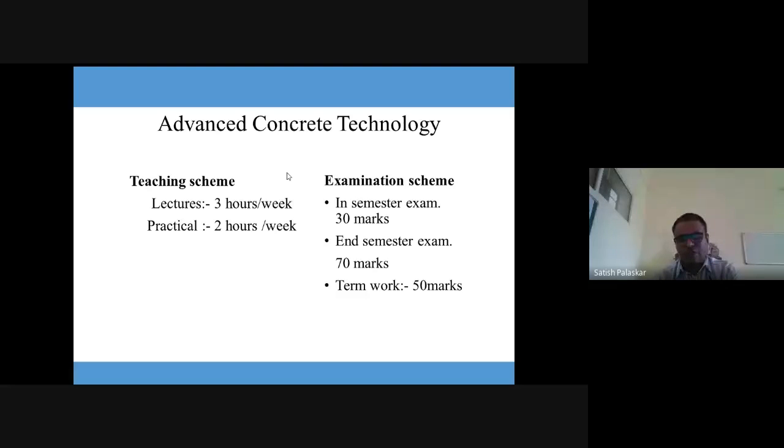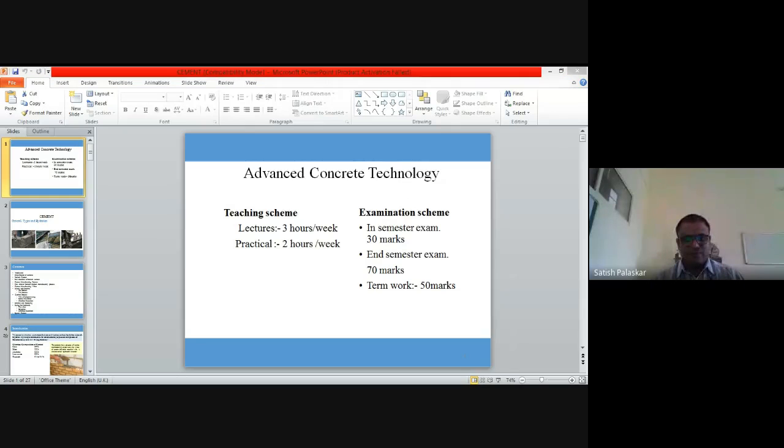You have to perform tests in the hardened state, which may be compressive strength, tensile strength, or flexural strength. That you have to perform in the hardened stage of the concrete.